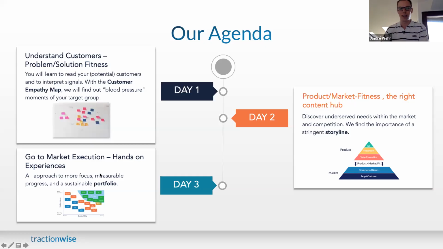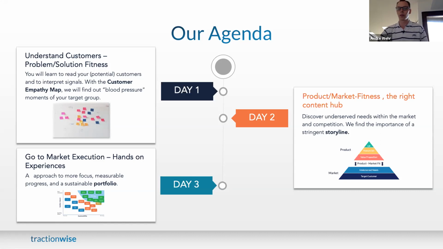This is our agenda. Yesterday we talked about problem-solution fit and understanding customers. I led you a little bit into the area of the customer empathy map, a small tool that you can use to put meat onto the bones of potential customer profiles, get it filled with good information, and find out the pain moments of your target group.